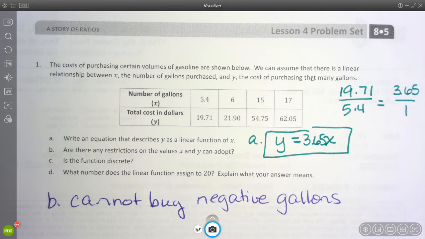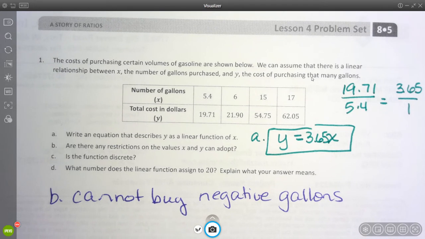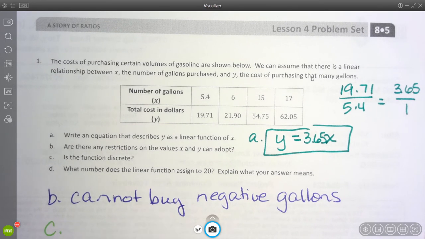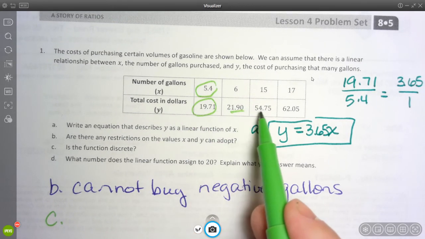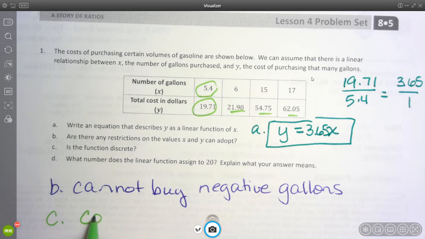C, is this discrete or continuous? Do we have to have whole numbers only? No, you can see we do not have to have whole numbers only, do we? So this is going to be continuous.